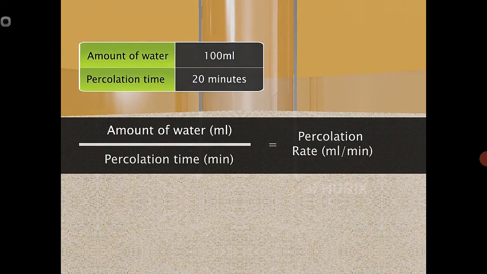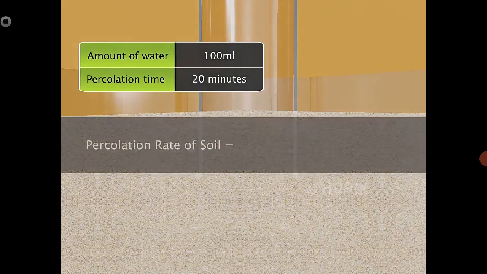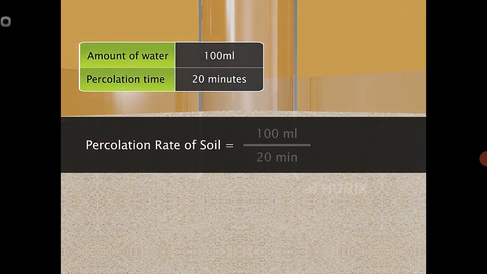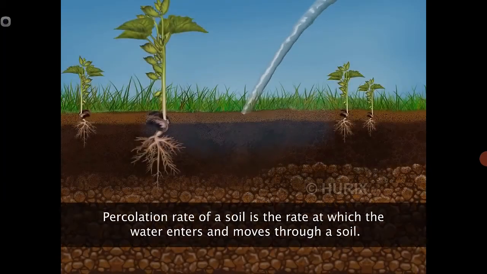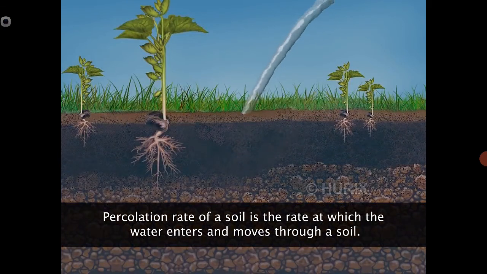In this case, the percolation rate of soil is 5 milliliters per minute. Percolation rate of a soil is defined as the rate at which the water enters and moves through the soil.